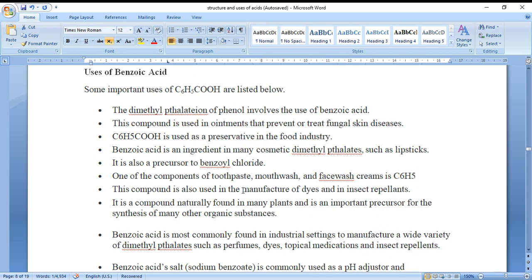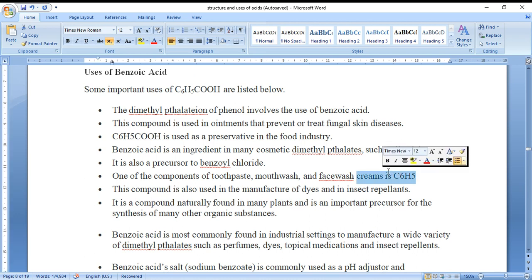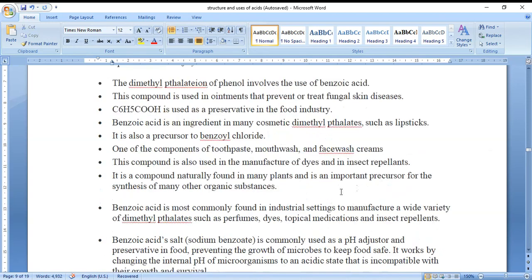That means if you want to prepare benzoyl chloride, you can prepare it from benzoic acid by using proper reagents like thionyl chloride. So that's why it is a precursor to benzoyl chloride. It is also one of the components of toothpaste, mouthwash, face wash, etc. This compound is used in the manufacture of dyes and insect repellents. It is naturally found in many plants, and it is also mainly used for the synthesis of many other organic substances.